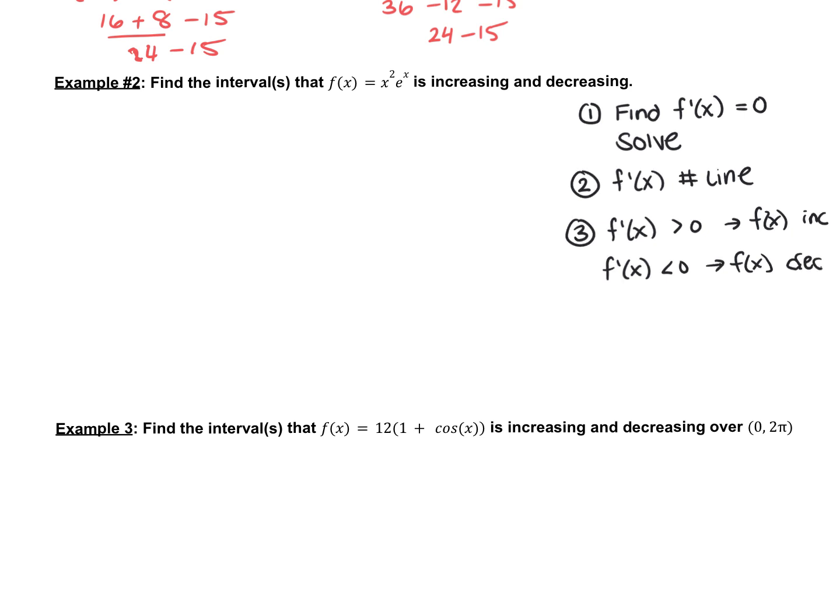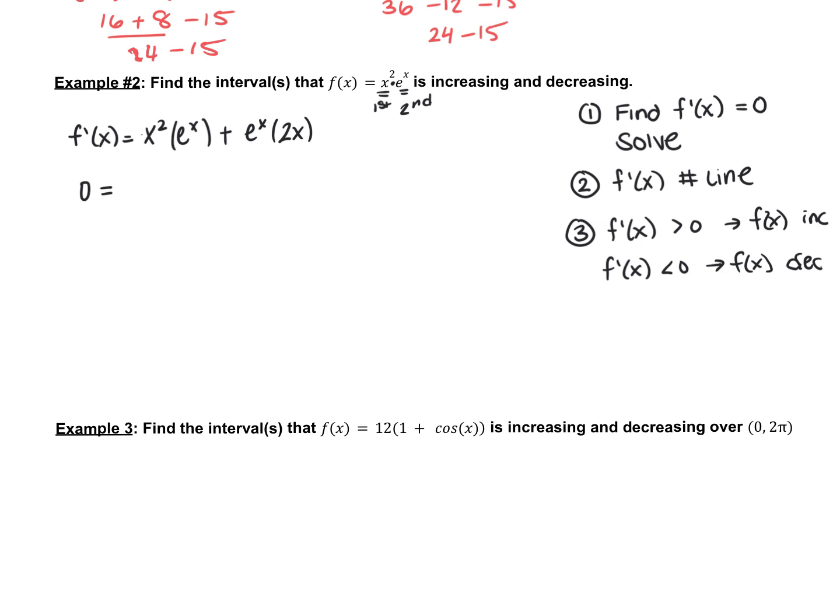So step 1, take the derivative, f prime of x. What you should notice here is that we have a product rule. We have x squared times e to the x. So I'm going to make this one my first and this one my second. So f prime of x is first times the derivative of the second. The derivative of e to the x is just e to the x, plus second, e to the x, times the derivative of the first, x squared. The derivative of x squared is 2x. We're going to set this equal to 0.